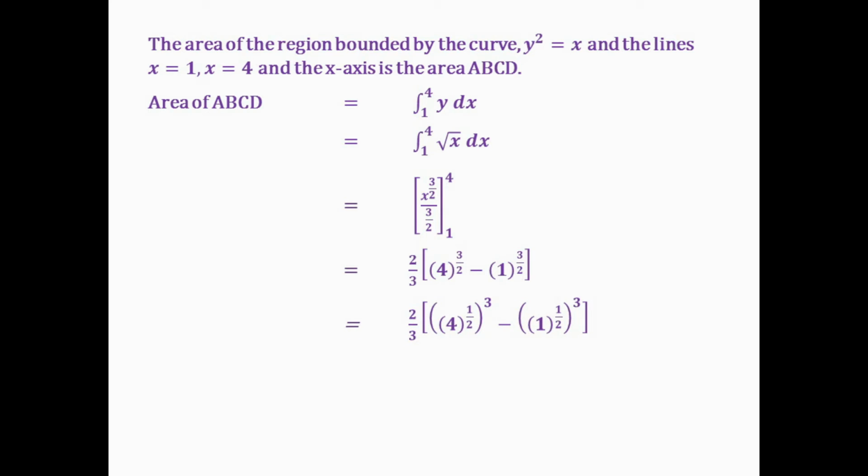Now what is 4 to the power 1 by 2? It is square root of 4. Square root of 4 is 2. So we will get 2 cube. Square root of 1 is 1 cube. So it is 2 by 3 into 2 cube minus 1 cube. 2 cube is 8, 1 cube is 1. So we will get 2 by 3 into 8 minus 1. That's equal to 2 by 3 into 7. That's equal to 14 by 3 units.